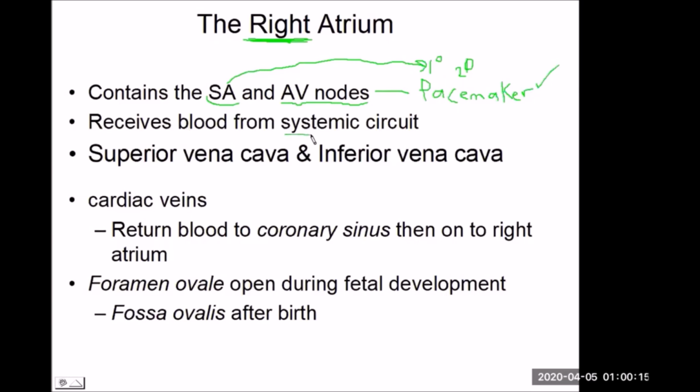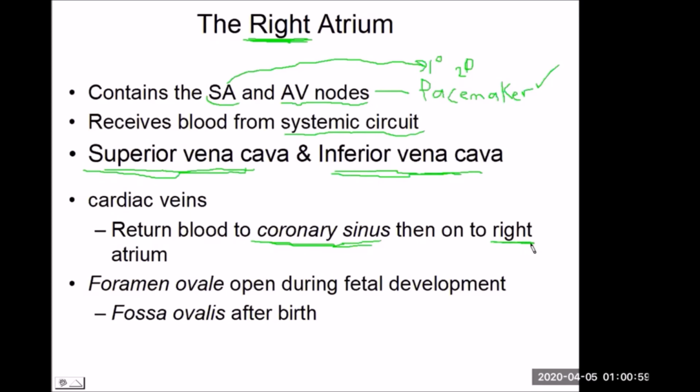Blood from our systemic circuit, so blood from all around our body, with the exception of the lungs. So blood from your muscles, from your brain. Ultimately, all of that blood's going to flow through one of these 3 principal veins here. And all 3 of these major veins, superior vena cava, coronary sinus, and the largest vein in our body, inferior vena cava, all of these veins, which are all systemic veins, ultimately return their blood specifically to the right atrium.